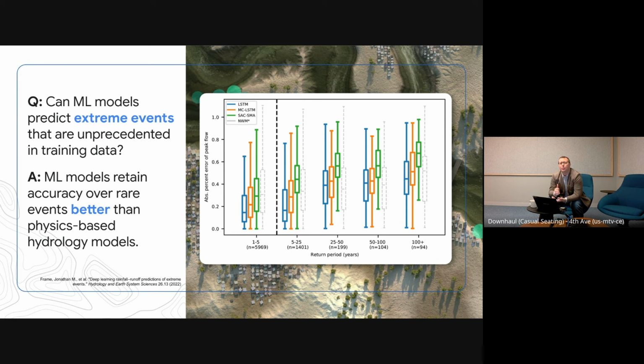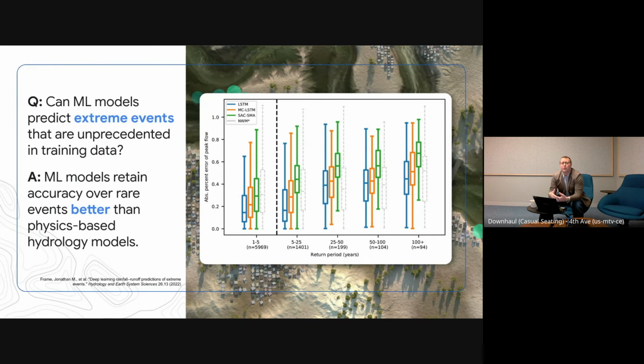And what we're doing here is we're comparing several models. The LSTM model is in blue. That's the machine learning model that we've been talking about. The green model is the Sacramento soil moisture accounting model, which is the model that's used operationally to produce flood forecasts in the United States. And then the gray model is the national water model, which is also developed by NOAA, the National Oceanic and Atmospheric Administration, National Weather Service in the United States, but it's not used operationally. It's run, but it's not the model that will give us flood forecasts.